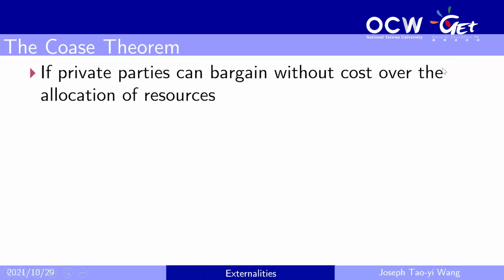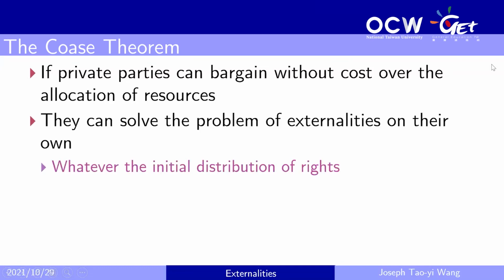So his claim is this: if private parties can bargain without cost over the allocation of resources, they can solve the problem of externalities on their own, regardless of how the property rights are distributed initially. So the claim here is that the only problem is the bargaining cost. If bargaining is costly, that's a problem. But if bargaining is not that costly, they can solve it themselves. And this is regardless of how property rights are assigned.